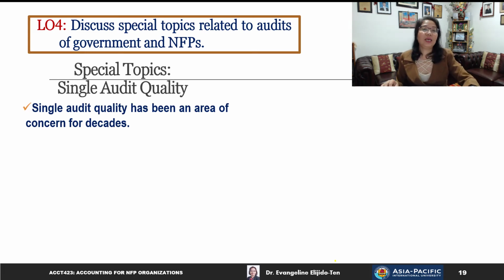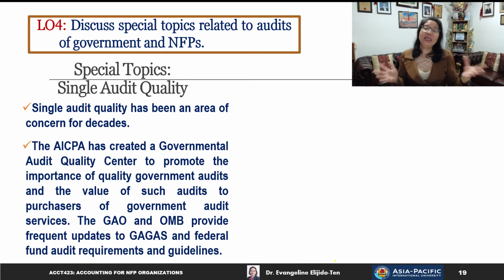Single audit quality has been an area of concern for decades now. The AICPA has created a Governmental Audit Quality Center to promote the importance of quality government audits and the value of such audits to the purchasers of government audit services. That means the state and local governments that are receiving federal grants-in-aid.